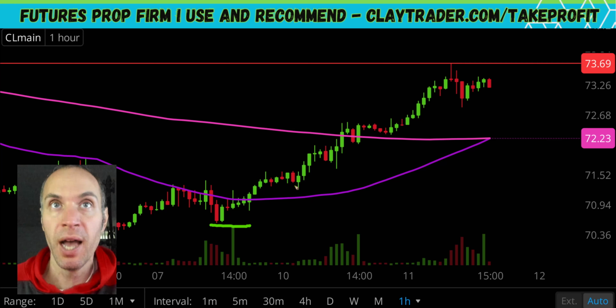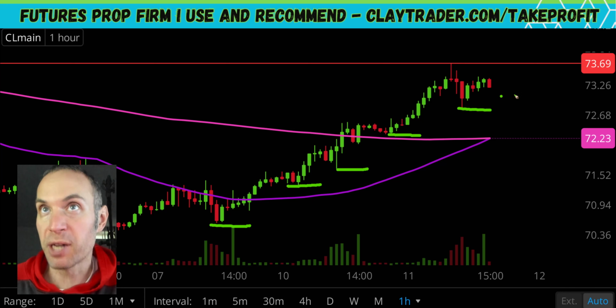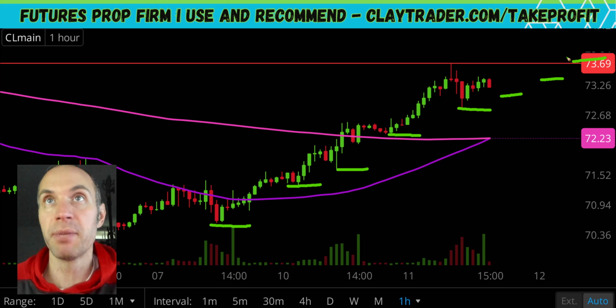Because as long as higher bases are being put into play, everything else will take care of itself, including breaking areas of resistance. Because the price will eventually just run out of room, and it'll have to break up through there if higher lows are being built into place.